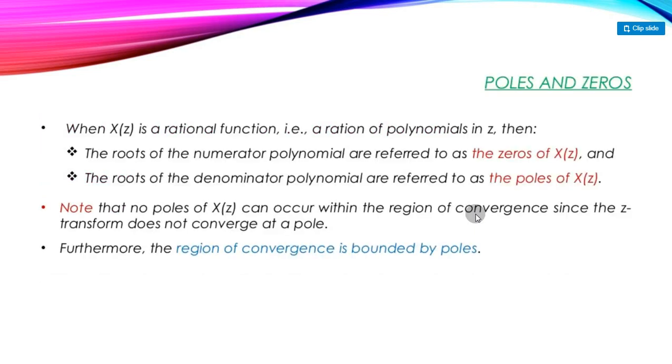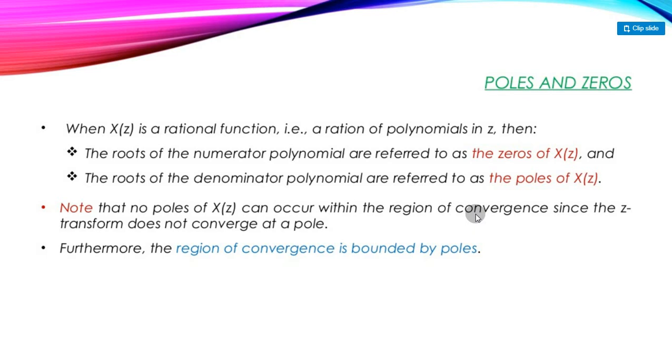Now when X of Z is a rational function, a ratio of polynomials in Z, then the roots of the numerator polynomial are referred to as the zeros of X of Z. These are two very important points we have to understand clearly: the roots of the numerator polynomial are the zeros of X of Z, and the roots of the denominator polynomial are the poles of X of Z.